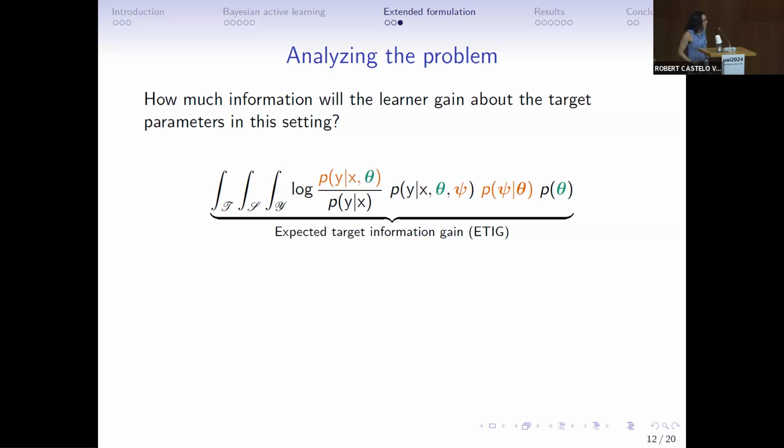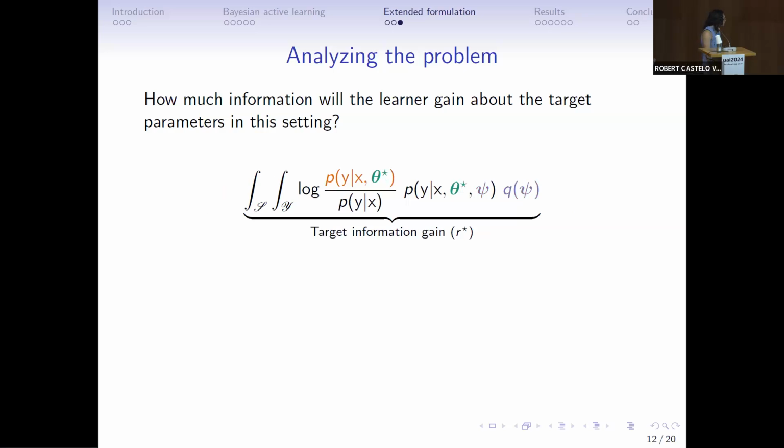But now we've done this work to build up this framework so we can say something about the data generating process in a way that dissociates from the learner's prior beliefs. So now we can ask not only how much information the learner can expect to gain, but given a particular data generating process, how much information will they gain?